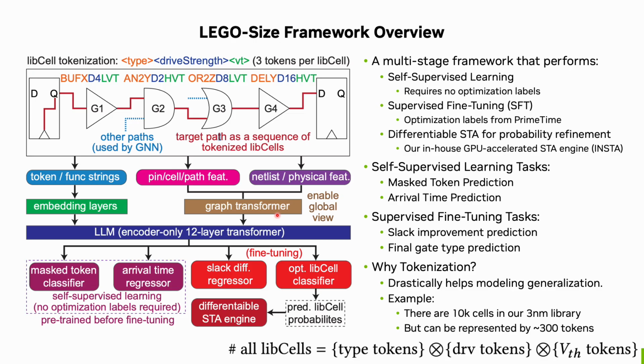The training of the framework is separated into self-supervised learning and supervised fine-tuning, or SFT in abbreviation, where the ultimate goal of the SFT is to predict how much slack improvement the input path will achieve and what are the final library cells to make this improvement happen. The predictions of the library cells in terms of probabilities are further refined by a graph-based differentiable STA engine.